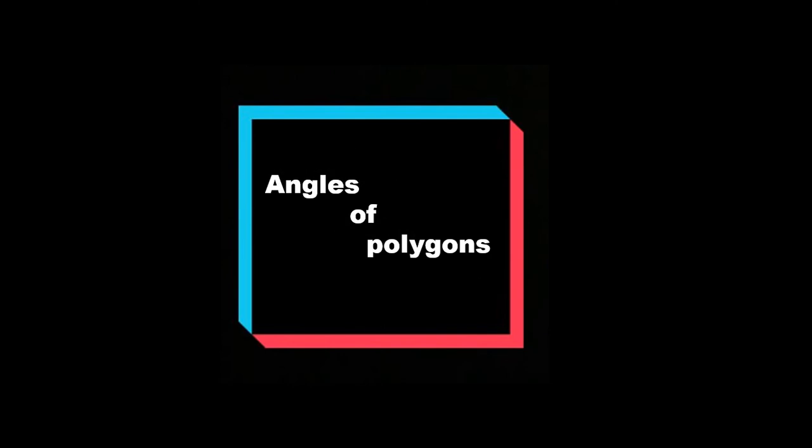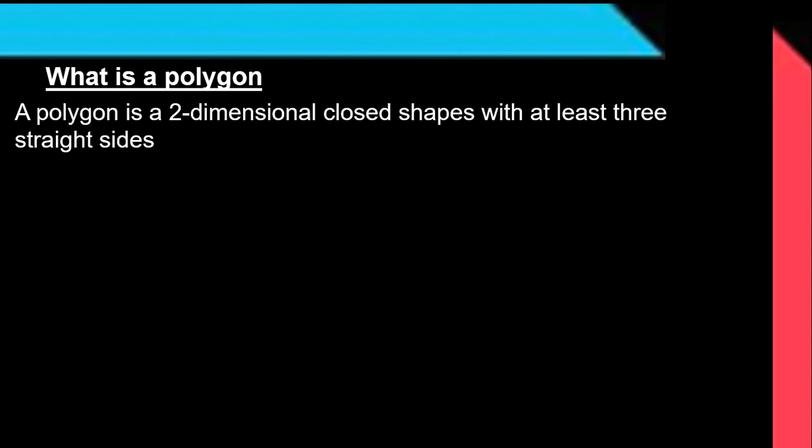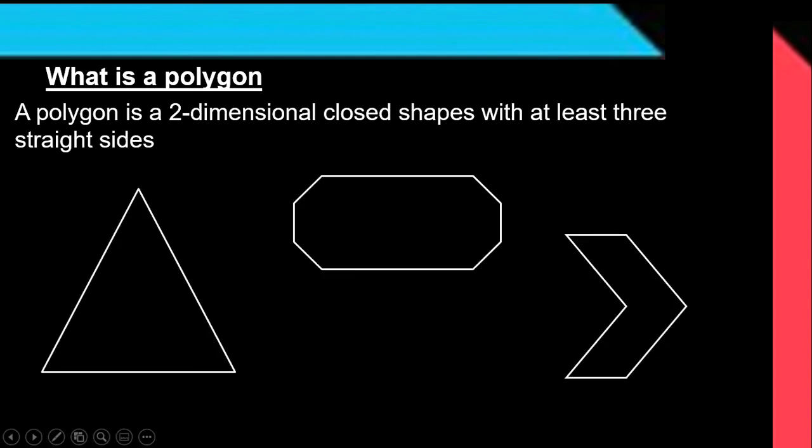In this video, we're going to look at the interior angles of polygons and the exterior angles of polygons. So the first thing we need to look at is what is a polygon. The definition is: a polygon is a two-dimensional closed shape with at least 3 straight sides. The key thing there is that the sides are straight, so there's no curves. Here are some examples of polygons.